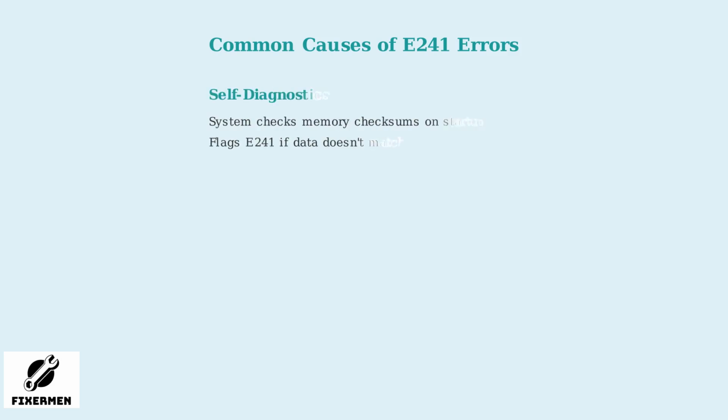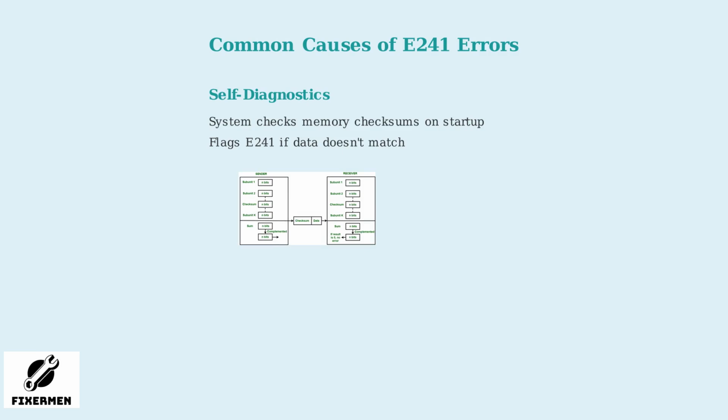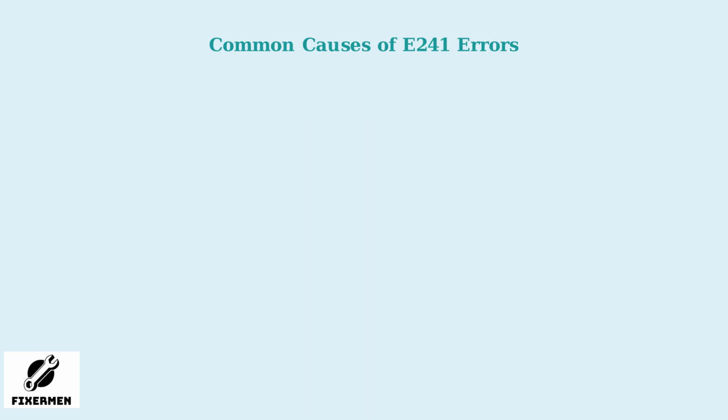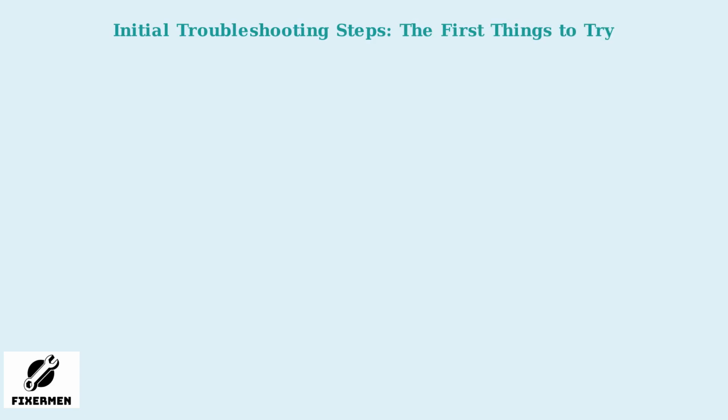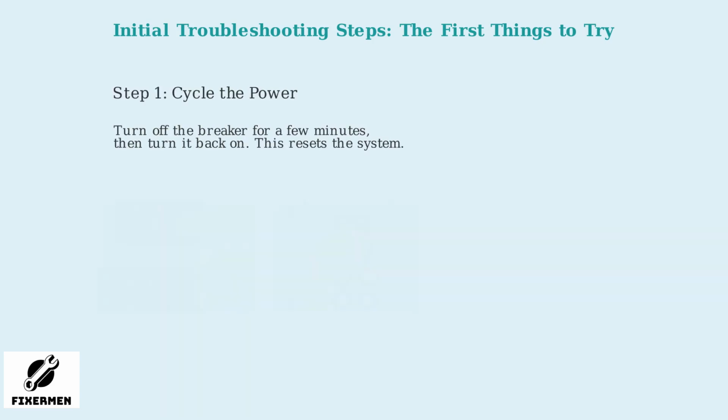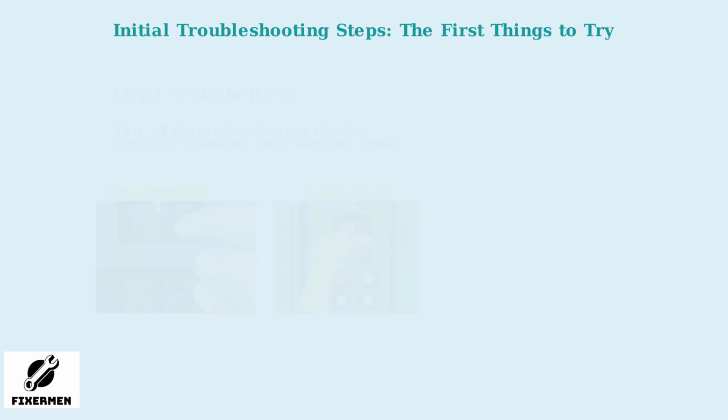The system runs self-diagnostics on startup, and it flags E241 if memory checksums fail, meaning the stored data doesn't match what it should. Before calling a technician, try these basic troubleshooting steps for American Standard Error Code 241. First, cycle the power to your heating system by turning off the breaker for a few minutes, then turning it back on. This often resets the system and clears the error.